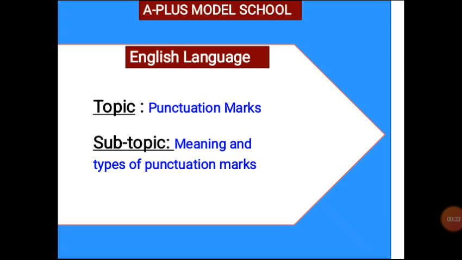Now, like we discussed in our previous lesson, we discussed article. We were made to understand various types of article. We said we have definite, indefinite. I hope you can remember all those, and I hope you really read through those subtopics under it, so as to have a better understanding. So today we'll be looking into punctuation marks, and like I said, we'll be looking into the subtopic which says meaning and types of punctuation marks.